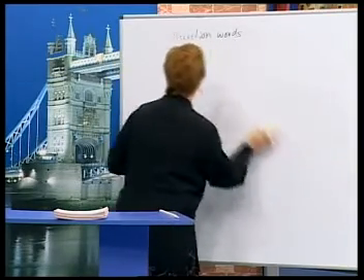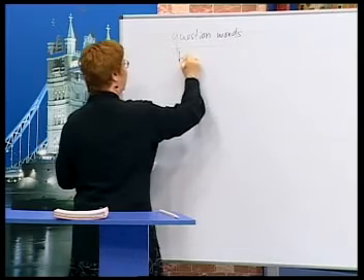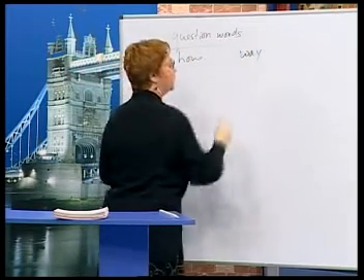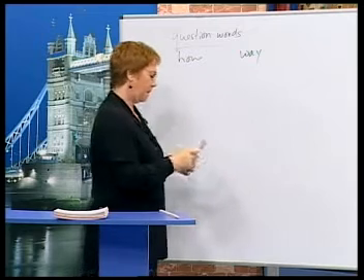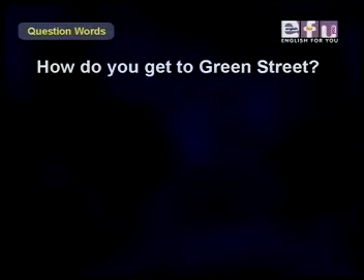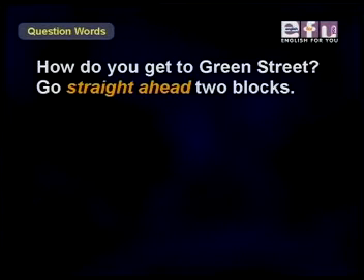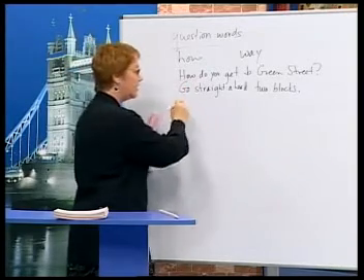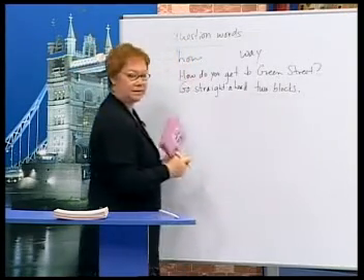Now, how asks about the way someone or something does something. Okay, now, for example, how do you get to Green Street? Go straight ahead two blocks. So, how do you get to Green Street? Go straight ahead two blocks.